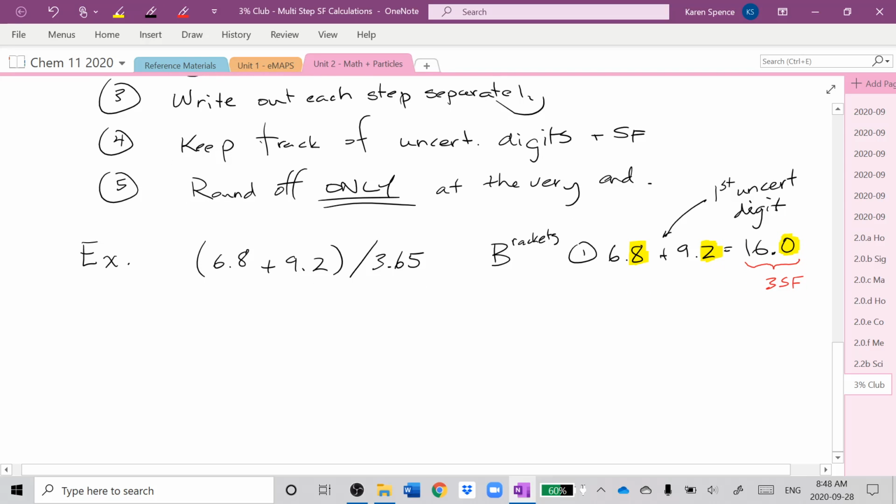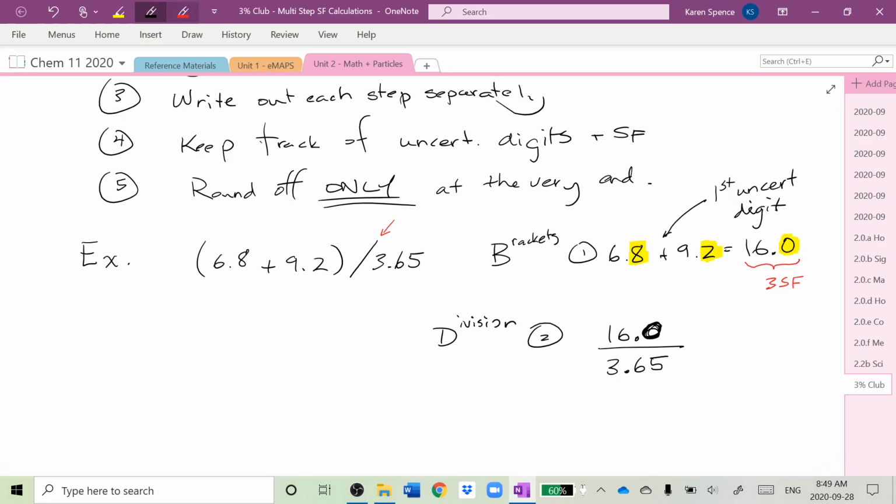Bear that in mind because our next step, step number 2, there's no exponents, so we don't have to do the e. There is, however, a division. Okay, we have a division. So we will do next our division. And that is going to be the top part, which is 16.0, we decided. And we're going to divide that by 3.65.